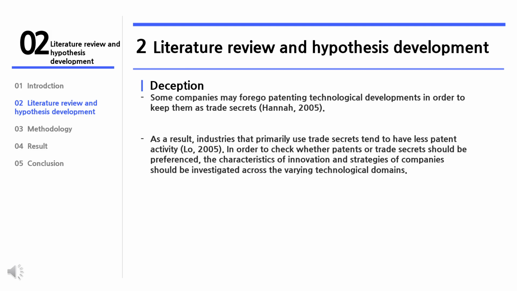Deception. Some companies may forego patenting technological developments in order to keep them as trade secrets. As a result, industries that primarily use trade secrets tend to have less patent activity. In order to check whether patents or trade secrets should be used, the characteristics of innovation and strategy of companies should be investigated across the varying technological domains.